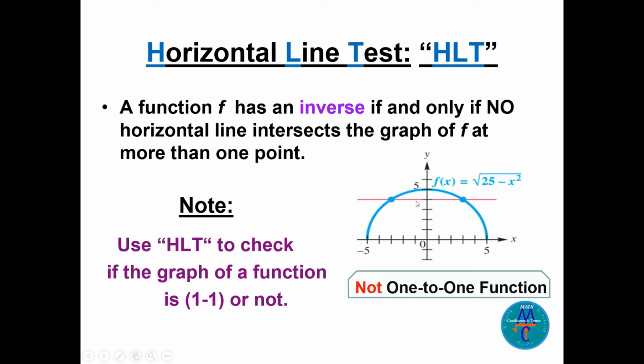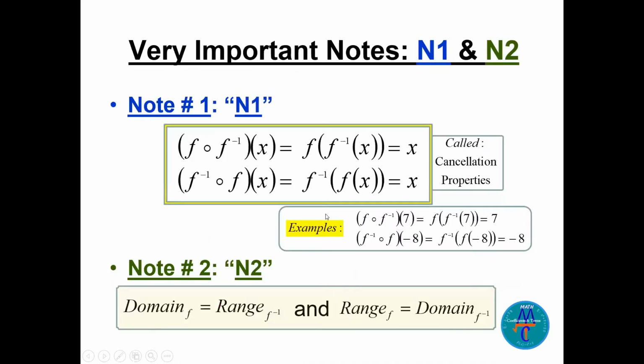If it cuts in 2 points or more, then this graph is not one-to-one. So like here, not one-to-one, because there are 2 points here, 2 values for the x, and they have the same image. So we call this the horizontal line test.